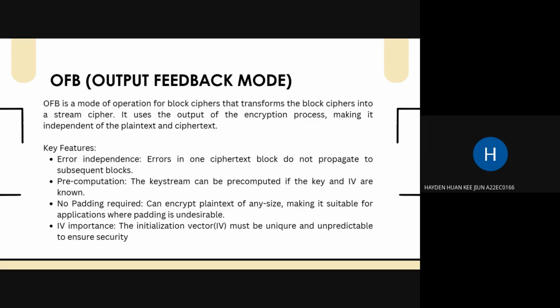Then, for its chaining dependency, OFB only depends on the previous encrypted output block. It also has minimal error propagation because it only affects the corresponding bit. For its efficiency, it has good efficiency because it can pre-compute the key stream. Yeah, that's all from me.